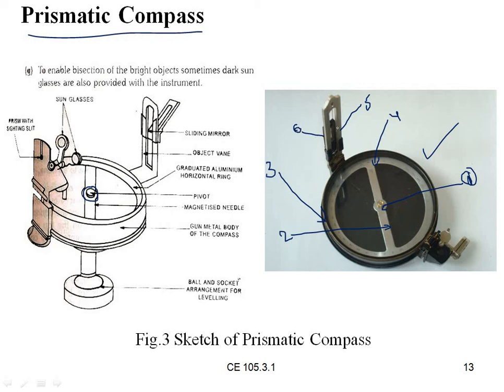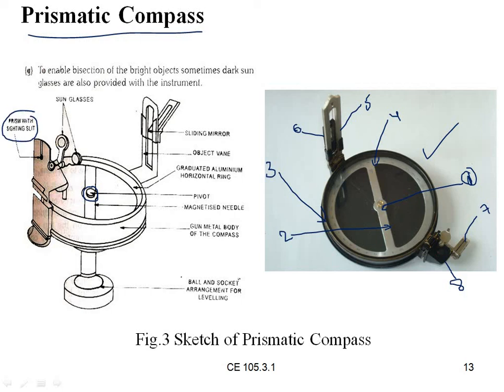With this we can see the object directly, and we can see the point where we have to take the measurement. The next is the sunglasses, number 7. These are the two sunglasses we will have, with two colors. Next is the prism with sighting slit. In this prism we will have a gap, and that is known as number 8. Here you can see clearly, this is the prism with sighting slit, this gap.